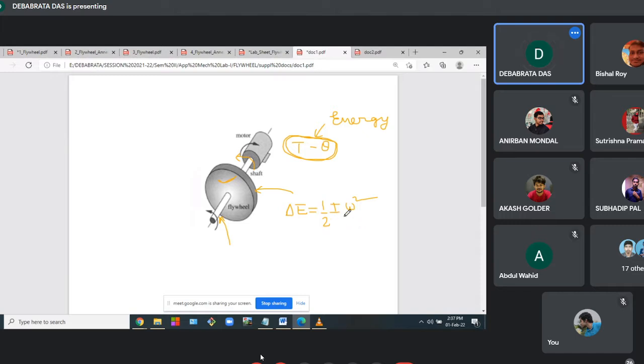Now look at this parameter. What is this? I. Mass moment of inertia. It is the mass moment of inertia of this shaft flywheel system about this axis, about which it is rotating.